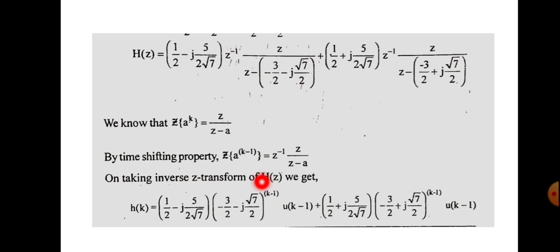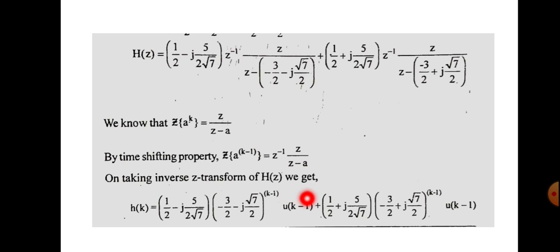On taking the inverse z transform of this quantity, you will get h of k equal to, this is a constant, so you can directly put it here. Instead of all these terms you will get a raised to, where a is this one, that is minus 3 by 2 minus j root 7 by 2, all raised to k minus 1. Similarly here also this is a constant, and instead of a you have minus 3 by 2 plus j root 7 by 2.